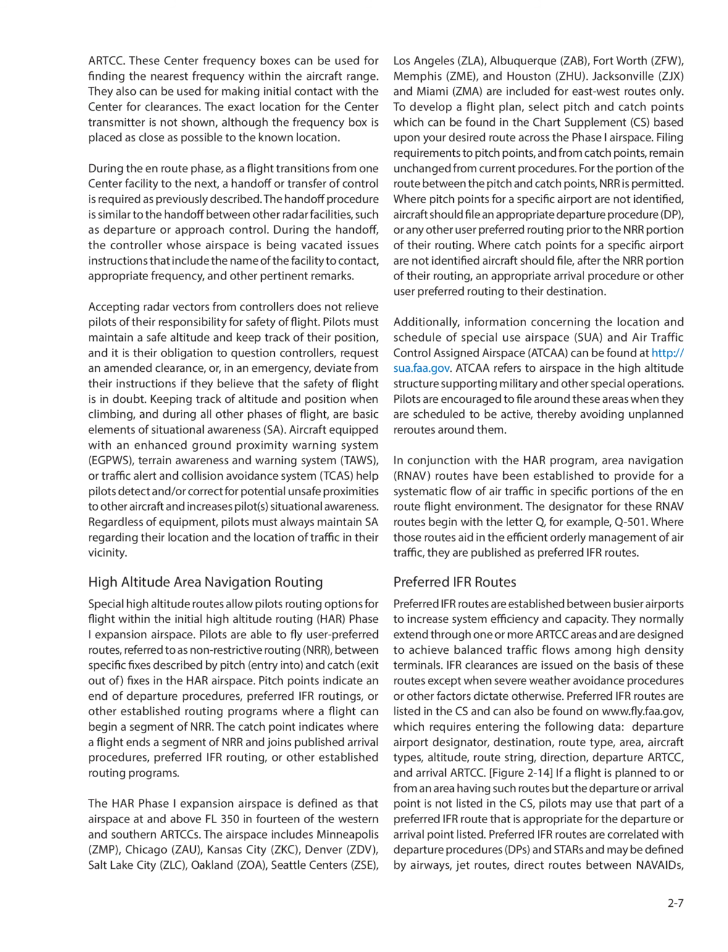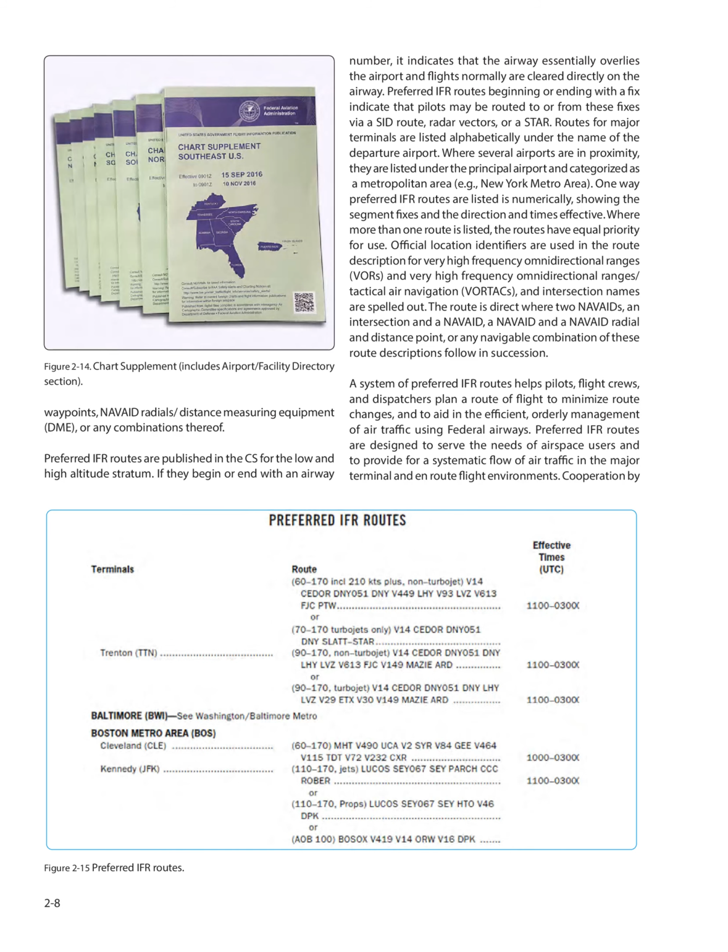Figure 214. If a flight is planned to or from an area having such routes but the departure or arrival point is not listed in the CS, pilots may use that part of a preferred IFR route that is appropriate for the departure or arrival point listed. Preferred IFR routes are correlated with departure procedures, DPs, and STARs and may be defined by airways, jet routes, direct routes between NAVAIDs, waypoints, NAVAID radial/distance measuring equipment, DME, or any combinations thereof.